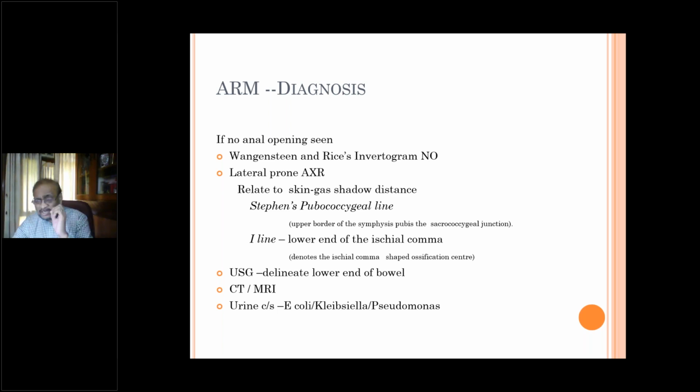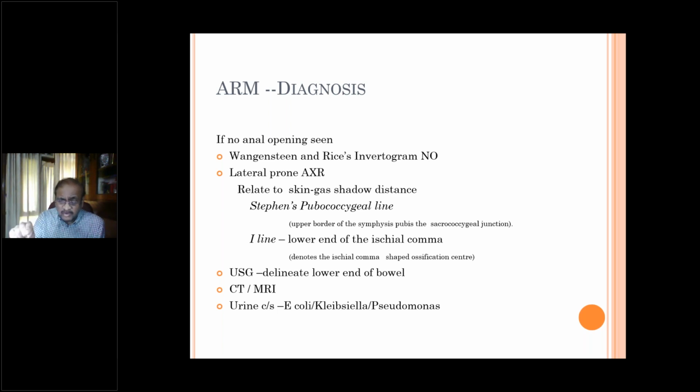You relate the terminal most part of the gas shadow to what? Either Stephen's pubococcygeal line, which is basically a line extending from the upper border of symphysis pubis to the sacrococcygeal junction. Or you relate it to the I line, which is the lower end of the ischial comma. What is the ischial comma? The ischial comma is nothing but the ossification center seen in the ischium, which basically appears like a comma. That's just English comma, full stop comma.